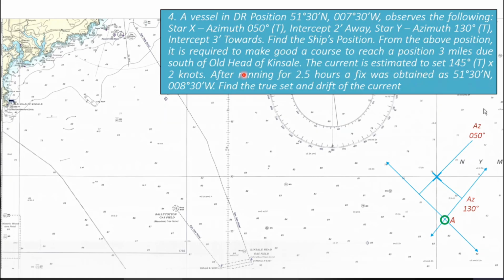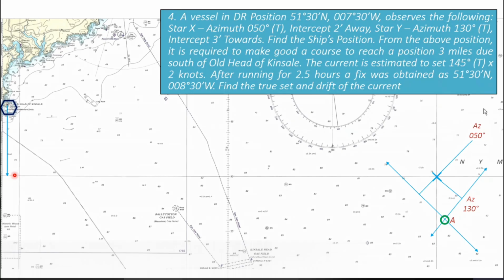So let's identify the Old Head of Kinsale Light. This is where the Old Head of Kinsale Light is. We have to go 3 miles due south of it. So I'm going to draw a line south of this in a southerly direction.